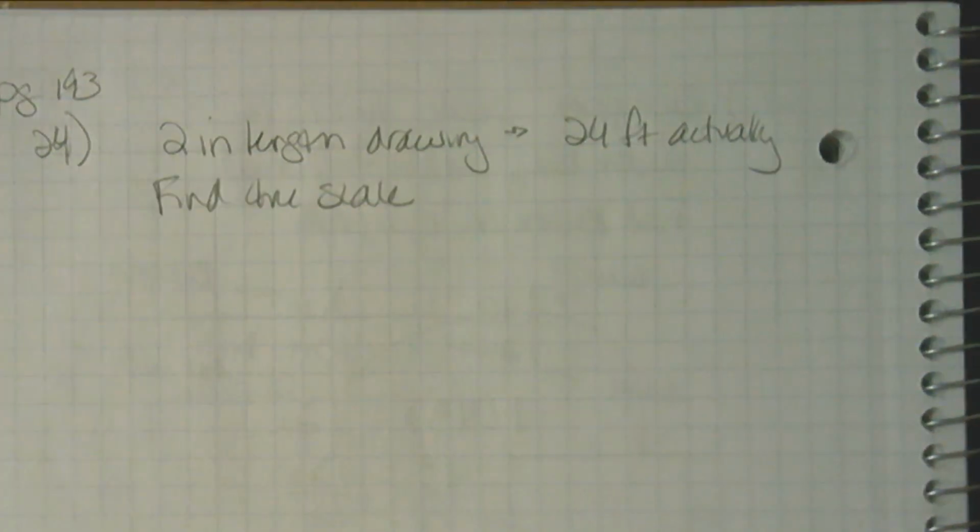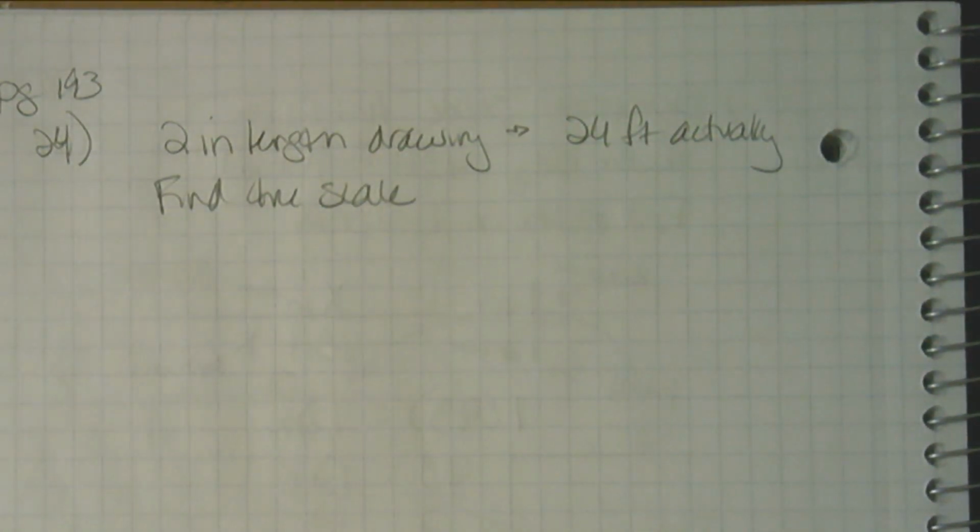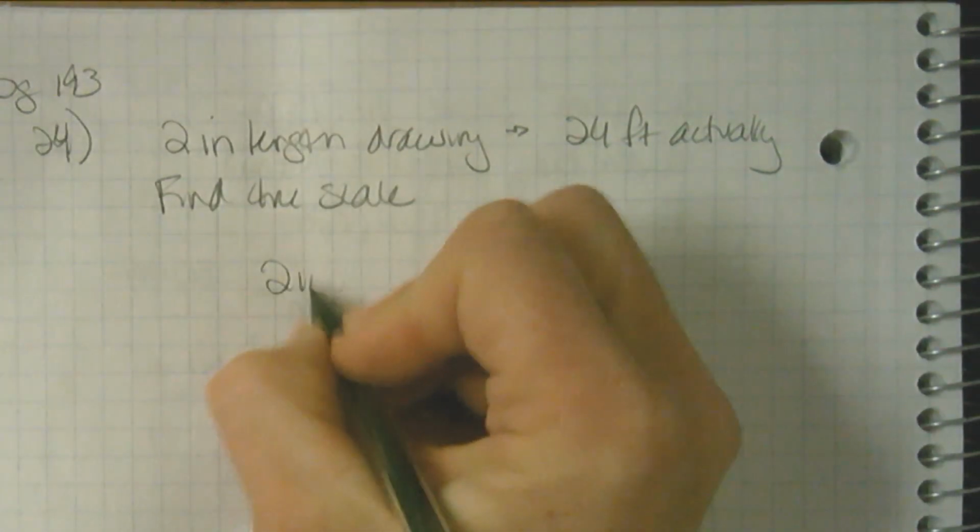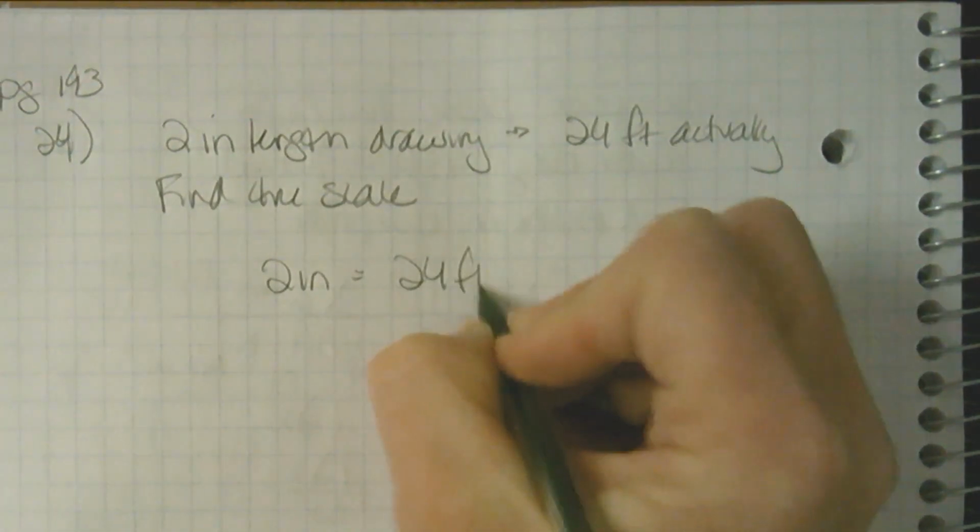Well, what information do I know about the relationship between a measurement on a drawing and a measurement in real? Dude, it's the only thing on the board. What do I know about a relationship between a measurement in the drawing and an actual measurement? It's like almost the only thing written on this paper. This is the easiest thing I'm going to ask you all day. Sam, what relationship do I know? Be specific, child. 2 inches is equal to 24 feet.